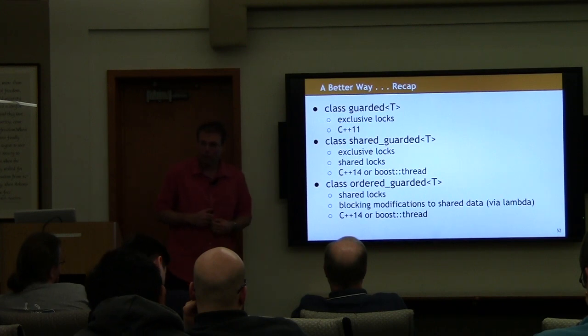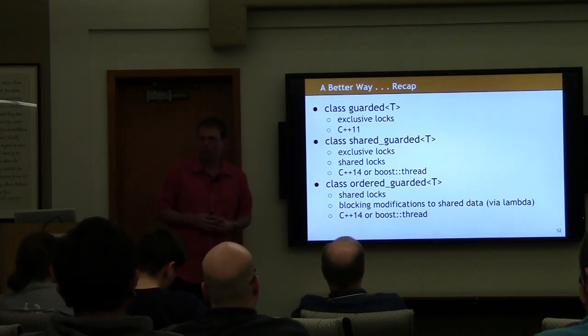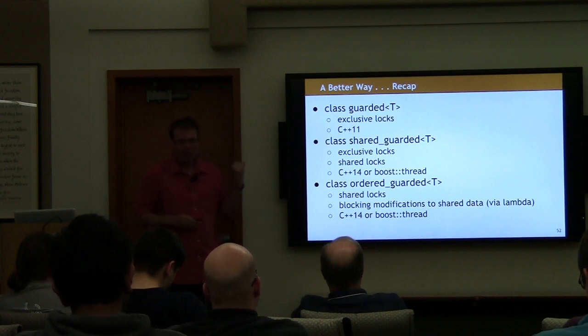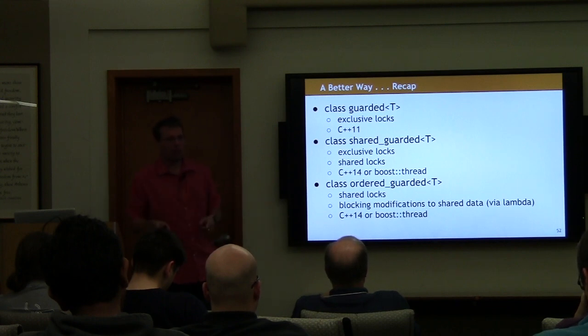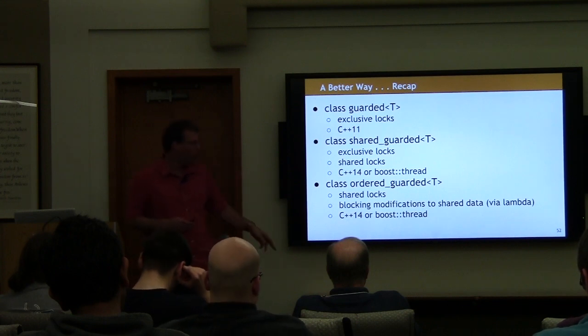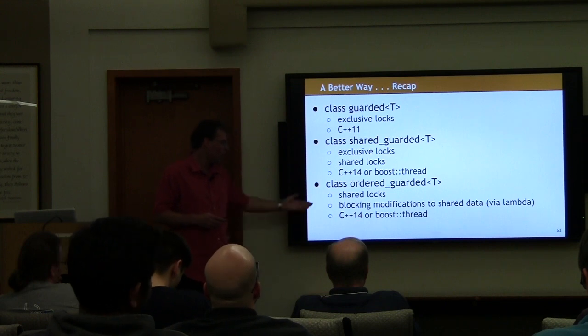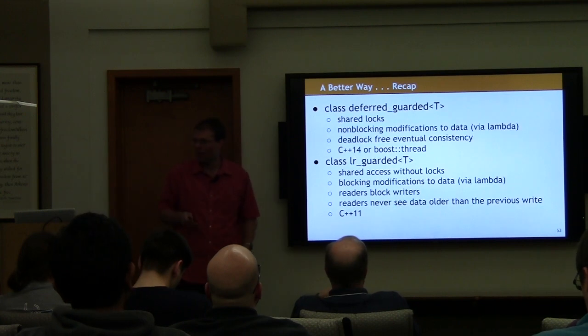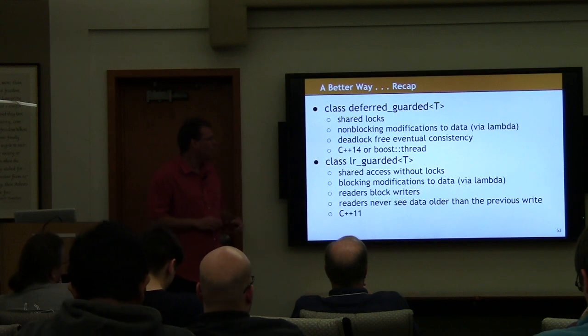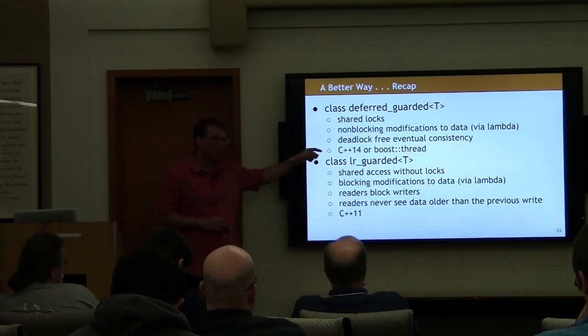So just to briefly go over the taxonomy of guarded objects that are available. The guarded T only has exclusive locks. It uses straight C++11. The shared guarded gives you exclusive and shared locks. It requires either C++14 or the mutexes that are in boost thread, because it requires a shared mutex of some type. The ordered guarded gives you blocking modifications to shared data via a lambda, and of course shared locks. This one needs a shared lock internally, so it needs C++14 or boost thread. The deferred guarded, as I mentioned, is non-blocking modifications, which gives you deadlock-free eventual consistency on your data structure.